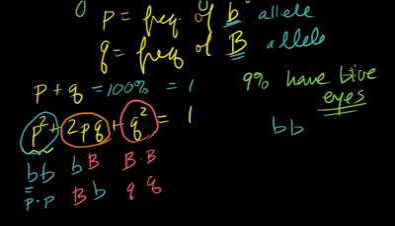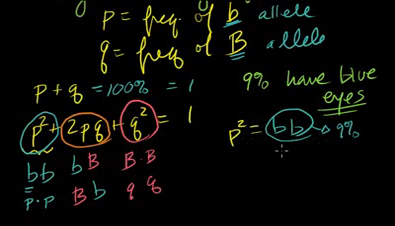I started with the phenotype blue eyes, but since blue is a recessive trait, they must have 2 copies of the recessive allele. So the frequency of having 2 lowercase b's is 9%. Just looking here, I showed you that that's also equal to P squared. P squared is equal to 9%. How do you think about that? P is the probability of getting a blue allele, the frequency of the blue allele in the population. In order to get 2 of them, you have to multiply P by itself.